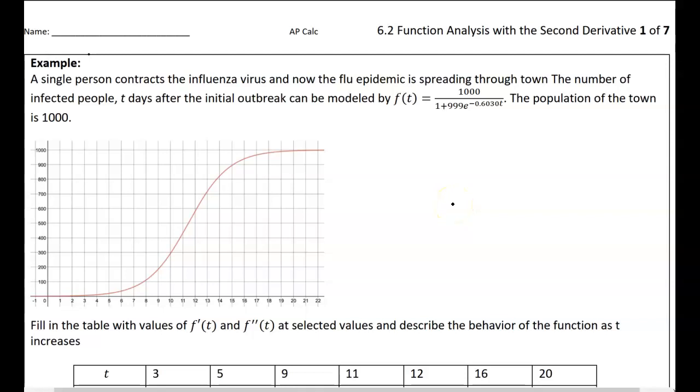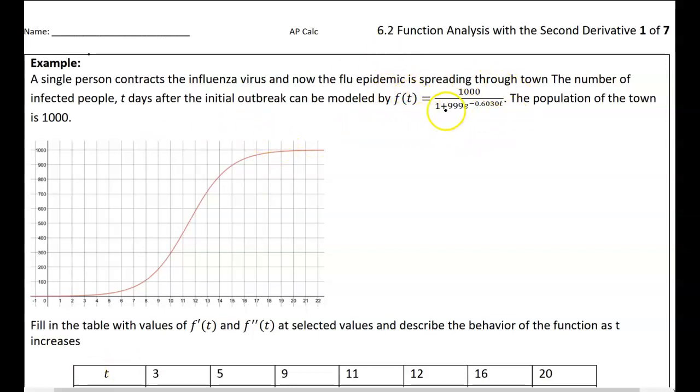Alrighty, in this lesson we are going to continue our work on function analysis, but this time we're going to use the second derivative and see what that can tell us about a particular function. What we have here is a problem about an epidemic, and the nice thing about living in the times we live in, right, is we're all pretty familiar with how these types of things might go.